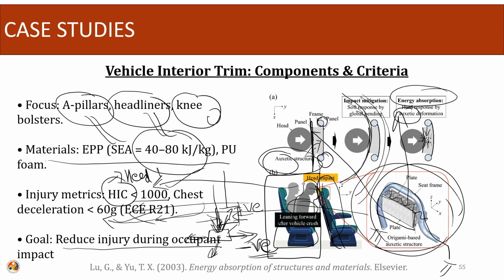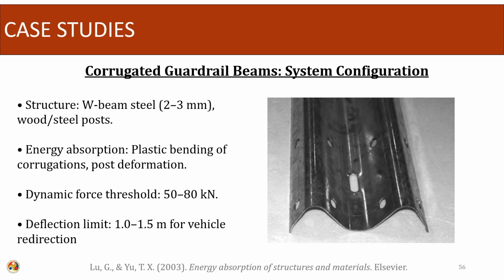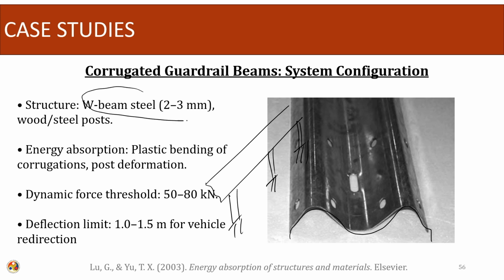So, moving ahead. When we started this chapter, we were talking about the guardrails also. Here you can see an example of a corrugated guardrail. If we travel by any highway, on the sides we can see this type of corrugated guardrails being placed. They are designed to maximize the energy absorption capacity. They are made of W beam steel, which are steel members 2 to 3 mm thick.